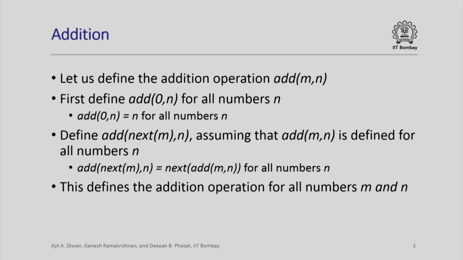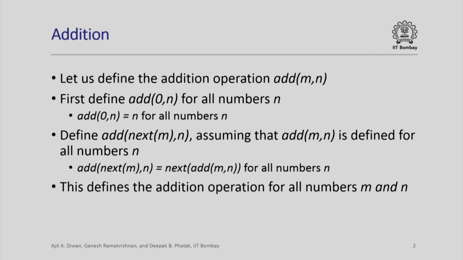And let us look at the simplest operation that you are all familiar with, which is addition, but we will see how to define it formally. So, we want to define the addition operation, add two numbers m and n. We will first define what is meant by adding 0 to n for all numbers n, and for any number n we define add of 0 comma n to be n. So, this defines the operation when m is equal to 0.